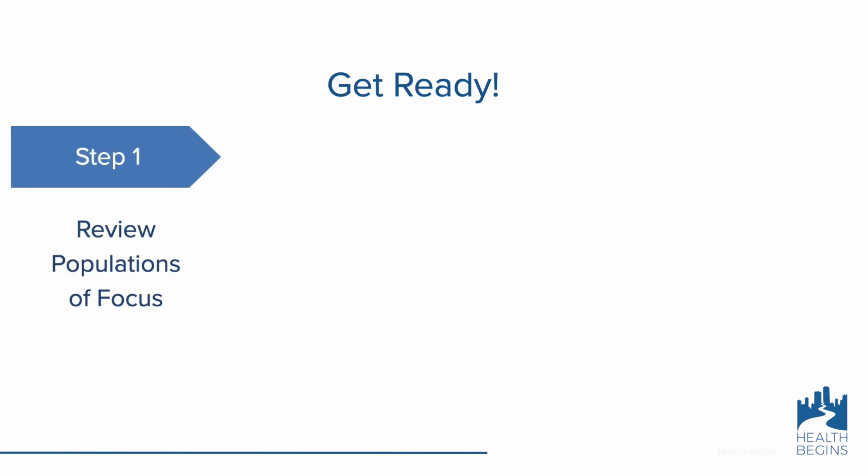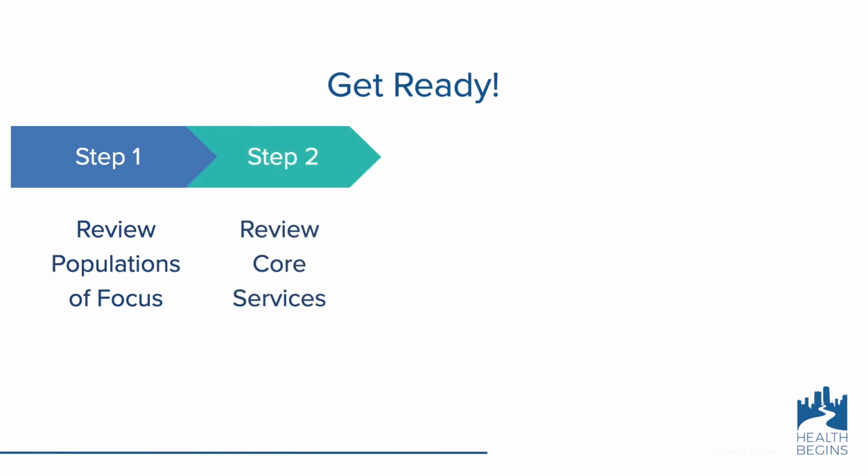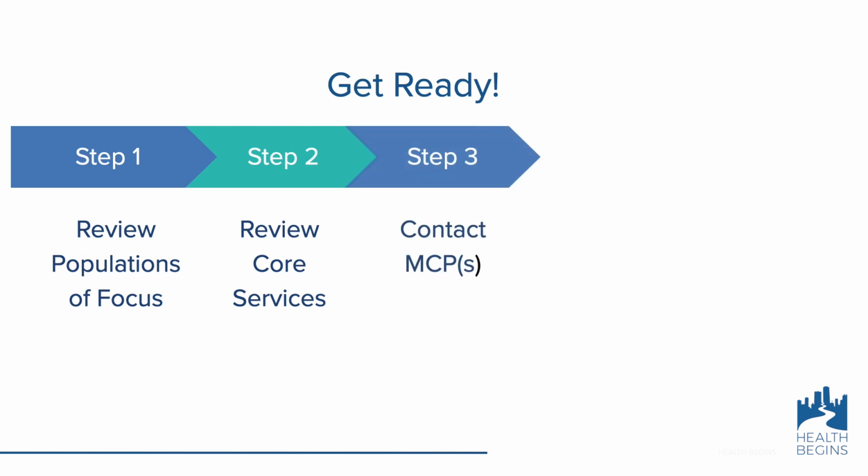To get ready to contract, you'll need to do a few things. First, review the populations of focus that we just covered in the last module, and check for whether there is overlap with the specific groups of people your organization serves or plans to serve. Step 2. Review the 7 core service components that your organization must be able to provide. We've linked a worksheet to help you check these off, and we will also cover them in more detail in Module 6.